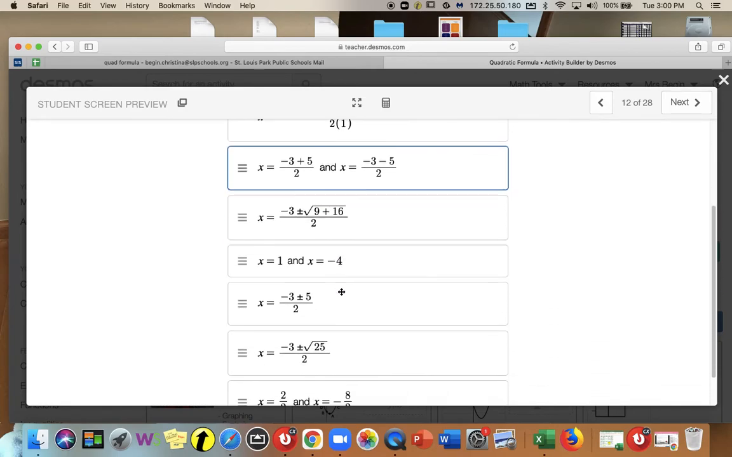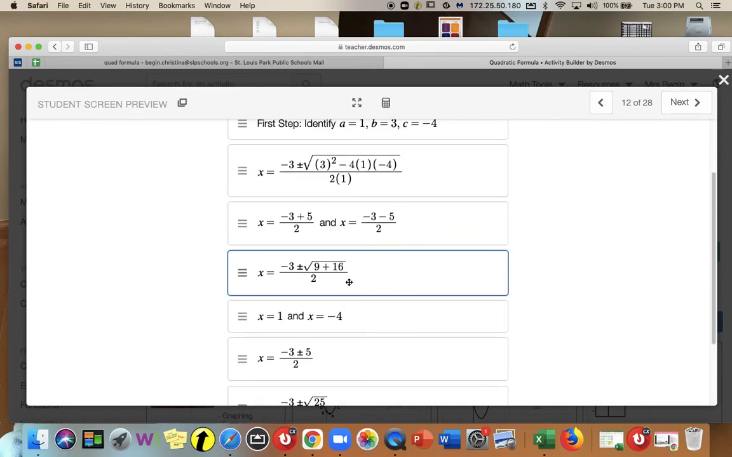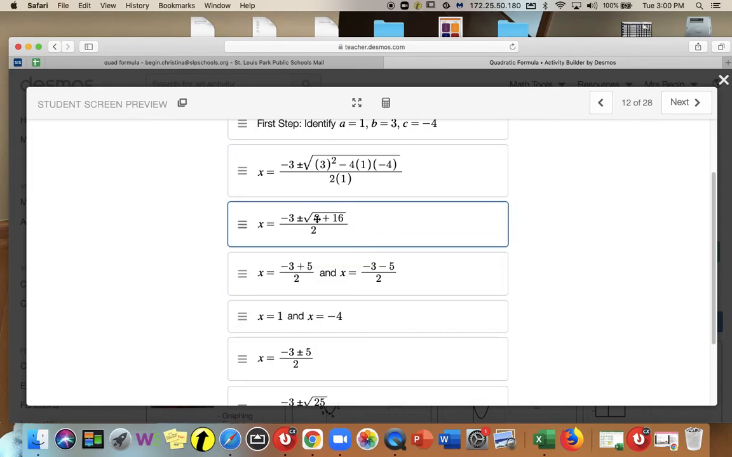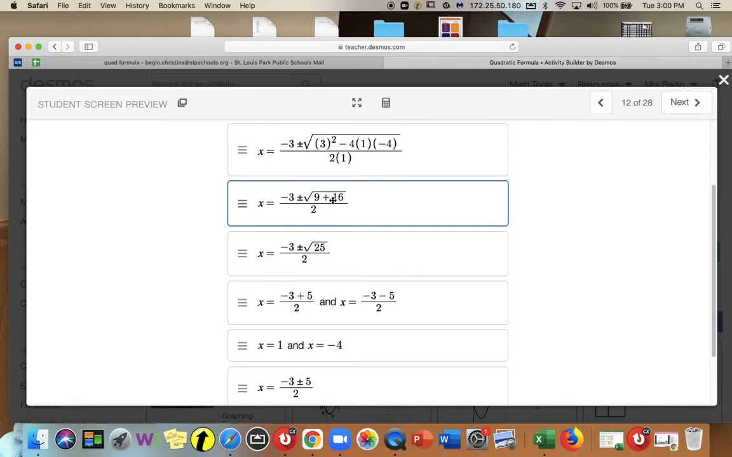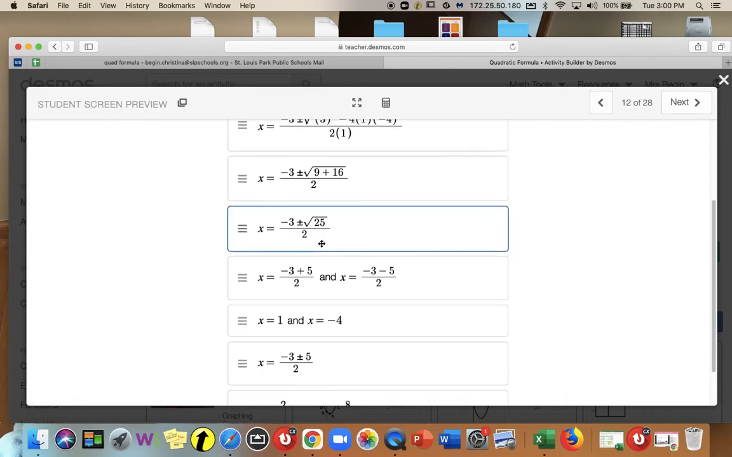If you notice in these steps right here, the next step would be this guy right here, because 3 squared is 9, and 4 times 1 times negative 4 is 16. All right, and then we're going to add those together. It's called the discriminant. So here's the next step. We add the 9 plus the 16, and we'll take the square root of 25, which is 5. So then we break it up. Negative 3 plus 5 divided by 2, and negative 3 minus 5 divided by 2.